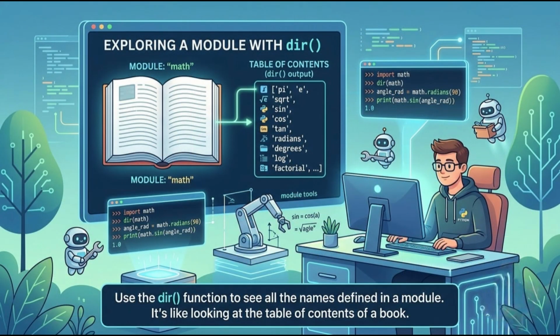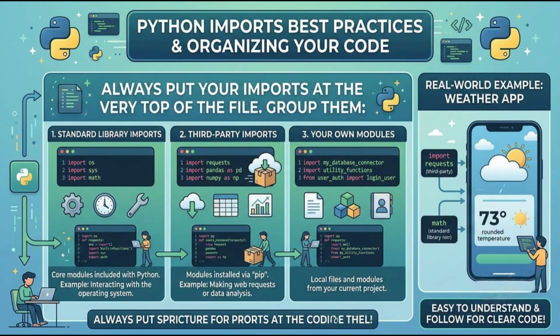Use the dir function to see all the names defined in a module. It's like looking at the table of contents of a book. Always put your imports at the very top of the file. Group them, standard library first, then third party, then your own modules.